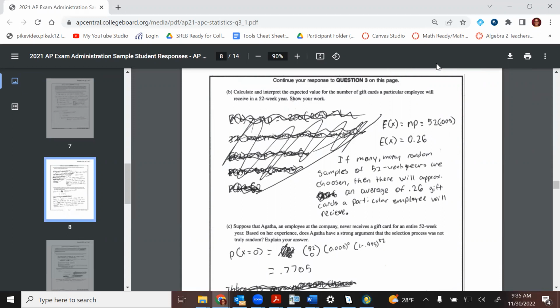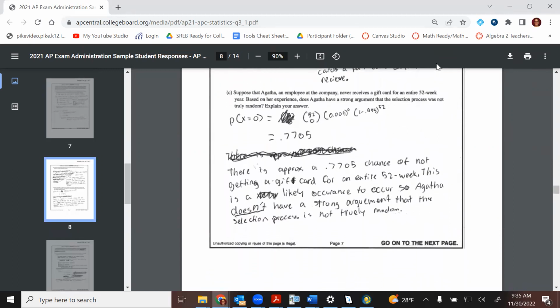So we're looking at a 52-week year, so our N is 52. That's what we used up here to find the expected value. We have many years that we're looking at. There will approximately be an average of 0.26 gift cards for a particular employee. It wouldn't be sufficient to just look at 1 year. That would just be 1 trial, or one random sample, sorry. One trial.